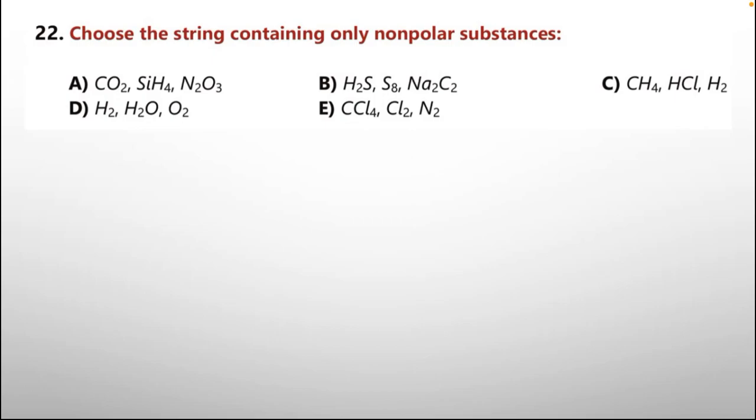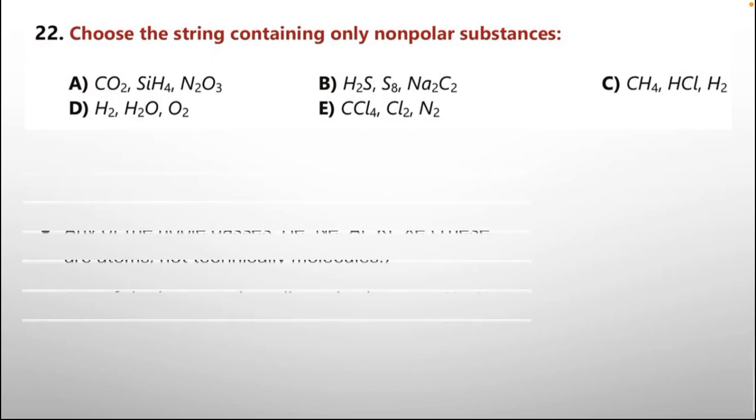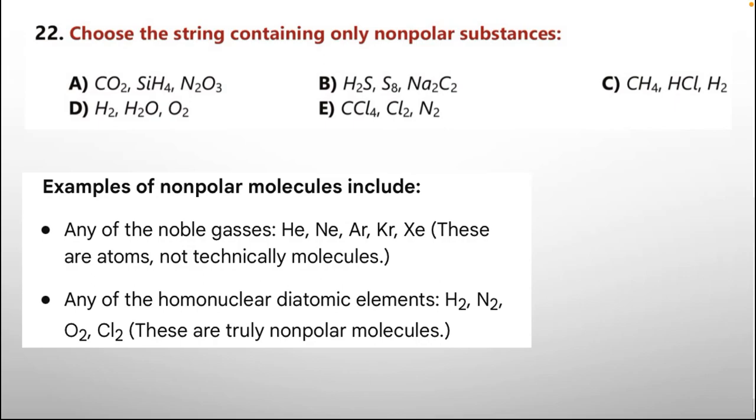Moving on, question number 22. Choose the string containing only non-polar substances. Options are available from A to E. Examples of non-polar molecules include any of the noble gases: helium, neon, argon, krypton, xenon. These are atoms, not technically molecules. Any of the homonuclear diatomic elements: hydrogen, nitrogen, oxygen, chlorine. These are truly non-polar molecules. So according to that, option number E, CCl4, chlorine and nitrogen, because this is similar to the second point of the explanation. This is the correct option.